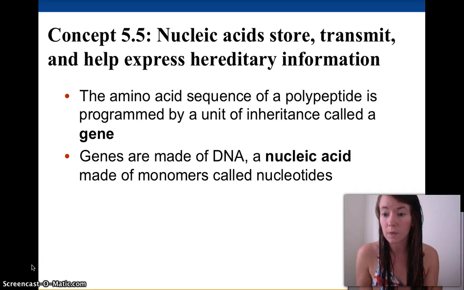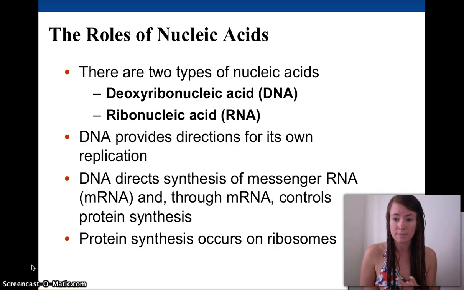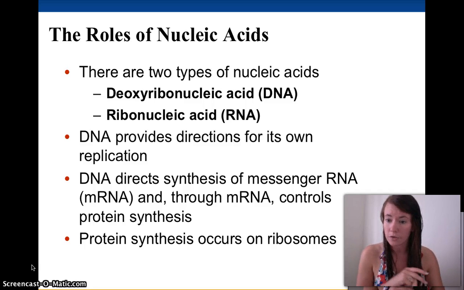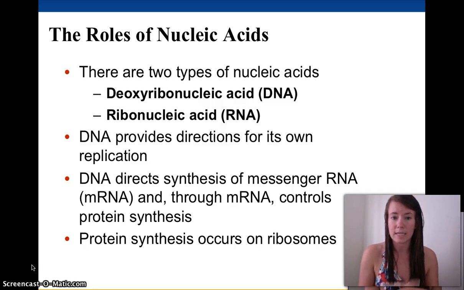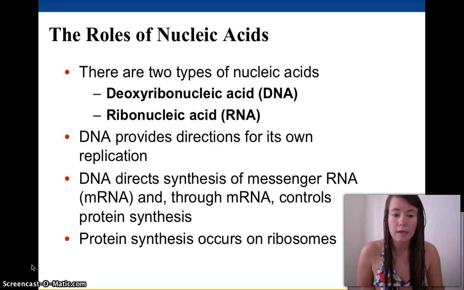And the monomers of nucleic acids are called nucleotides. And we have two different types of nucleic acids. There are DNA and RNA. You probably already knew that. DNA is deoxyribonucleic acid. RNA is ribonucleic acid. At the end, I'll talk about the three differences between DNA and RNA.